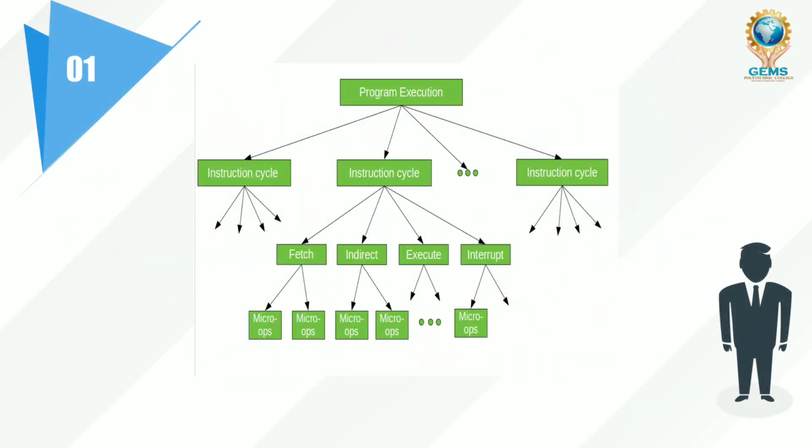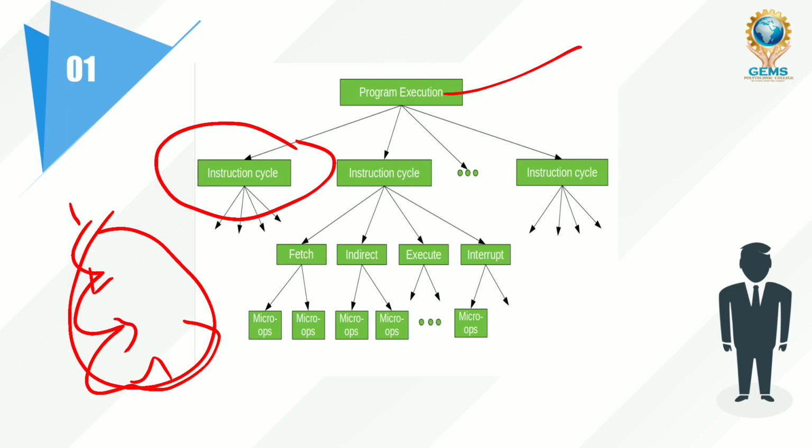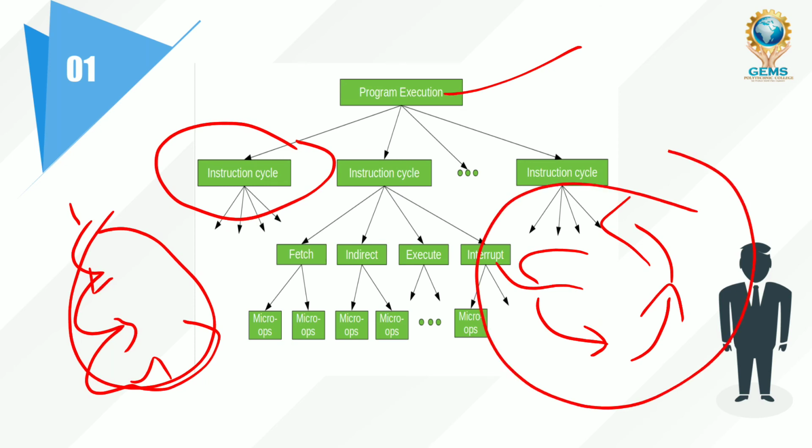So look at here, program execution. So the instruction cycle is there. What is the instruction cycle? Instruction cycle is nothing but a club of instructions combined together. So instruction 1, instruction 2, instruction 3, instruction 4. It's like a cycle. Instruction 1 will execute, then instruction 2 will execute, then instruction 3 will execute, then instruction 4 will execute. It's like a cycling process.